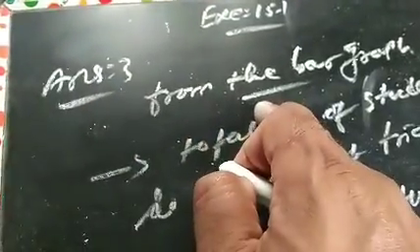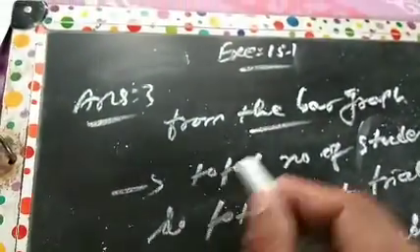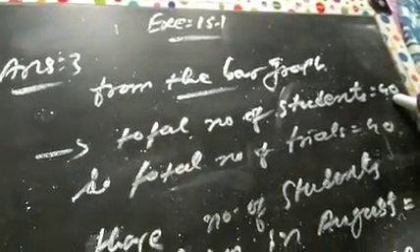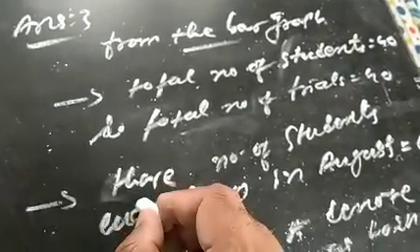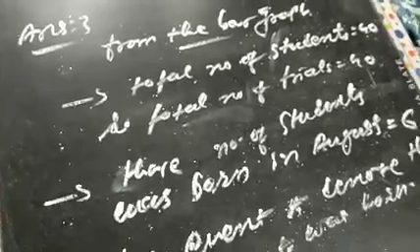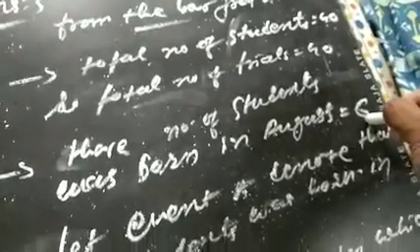So that is answer 3 here. From the bar graph given in chapter 14, we get some information: the total number of students of the class is 40. Here we are asking about the probability that a student of the class was born in August, so we find the number of students born in August, which is 6.